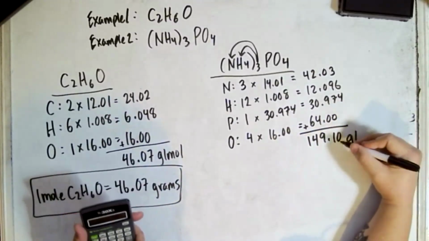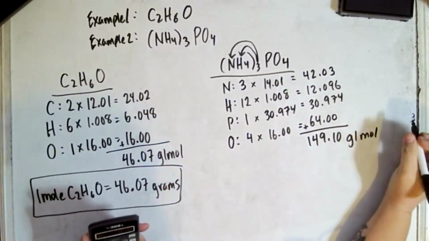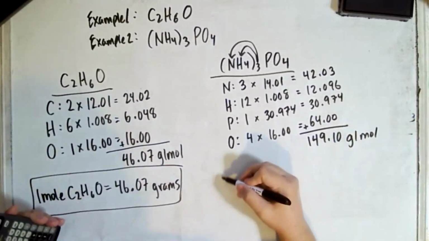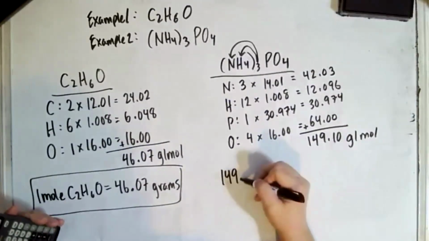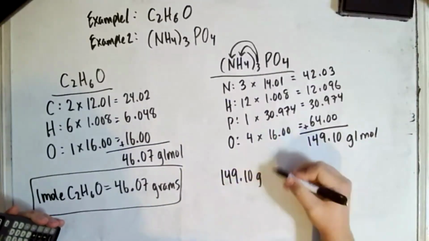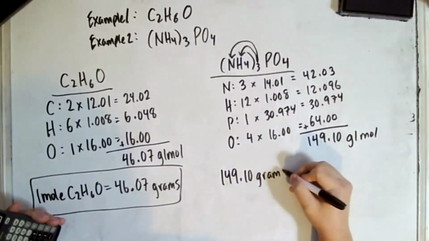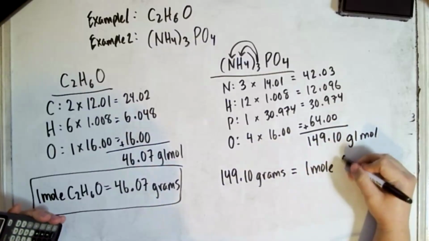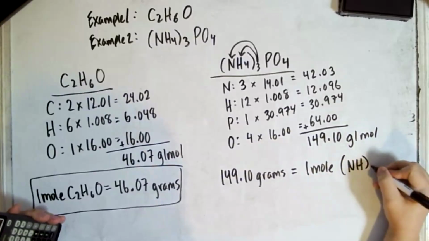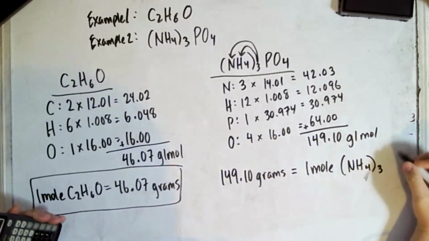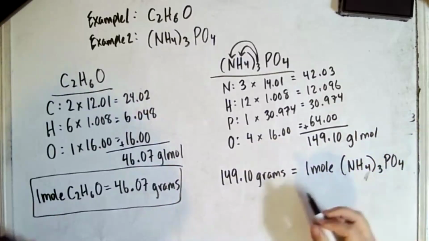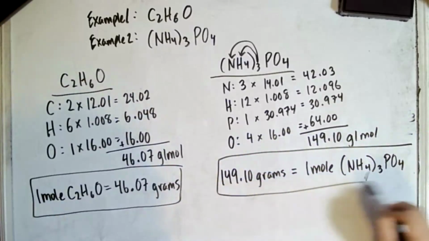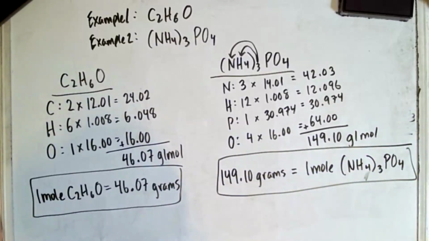And we get 149.10 grams per mole, which means that there's going to be 149.10 grams of ammonium phosphate in every 1 mole of ammonium phosphate. Okay. So that's how we calculate our molar mass.